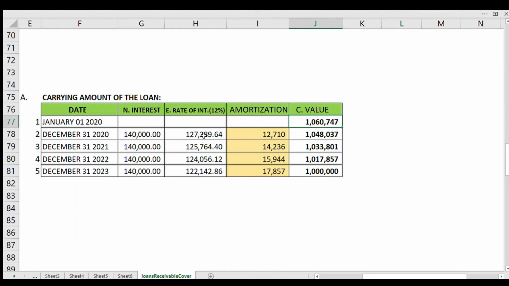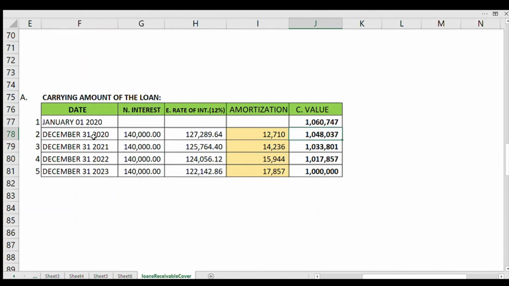The effective rate of interest will be 12% against the carrying amount as of that particular period. So, based on the formula, 1,060,747 times 12%. We have amounts here as the effective interest. Okay? So, the amortization is to deduct the effective interest from the nominal interest. That will serve as the amortization.